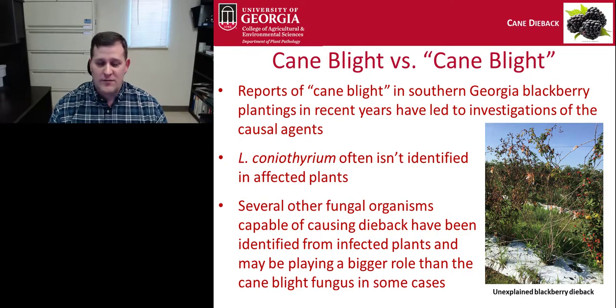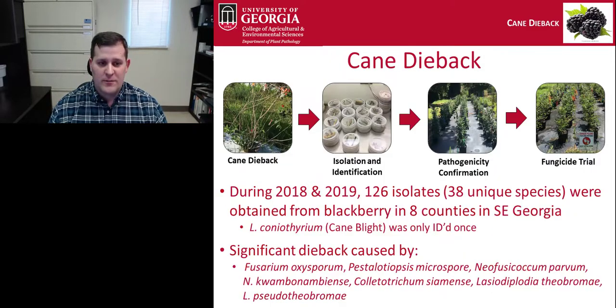So a graduate student of mine has been working over the last couple of years to try to characterize other organisms that are capable of causing dieback from wounds in a similar way that the cane blight pathogen can, and he's found several of those. What he did is he isolated fungal pathogens from plants showing cane dieback, and then he inoculated potted blackberries with these fungal isolates to determine which of these were capable of causing dieback.